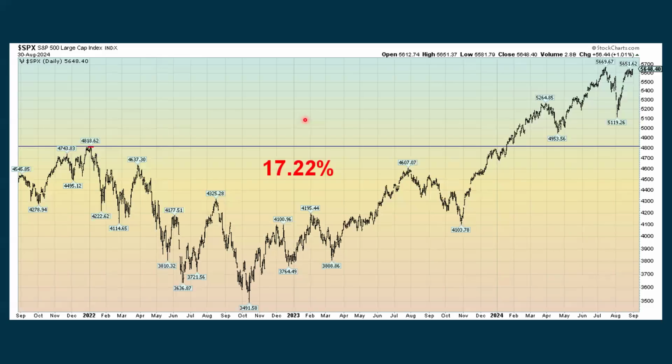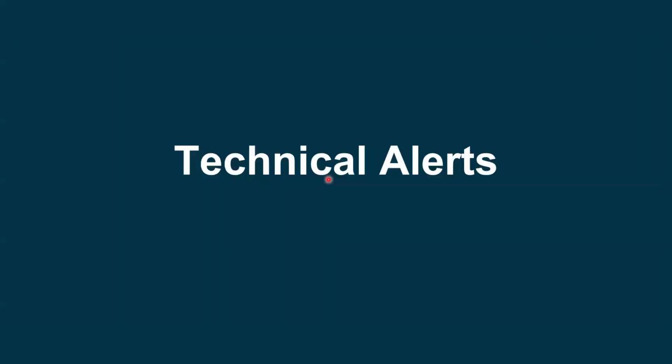Then, just to keep an idea of where we are in relation to the previous all-time high, which was set in January of 2022, as of Friday's close, we're up 17.22% from that other all-time high.